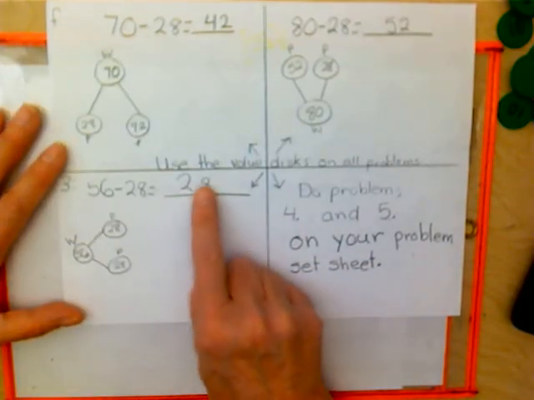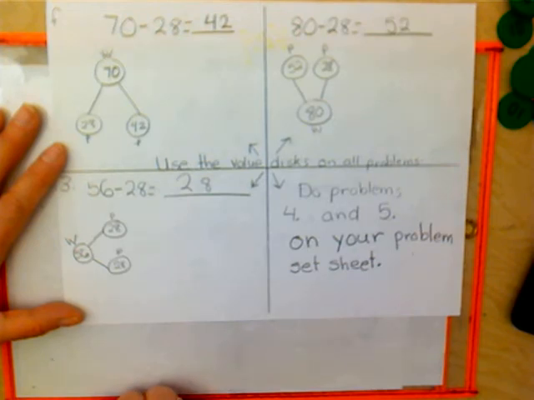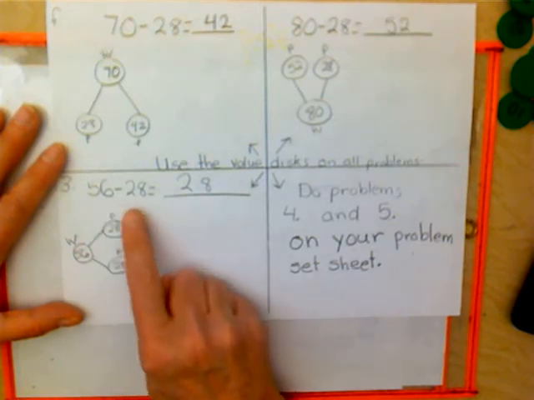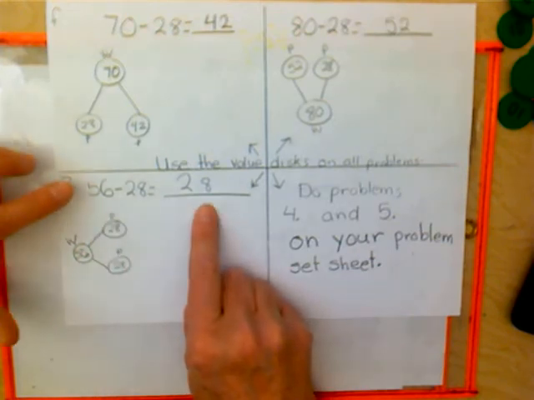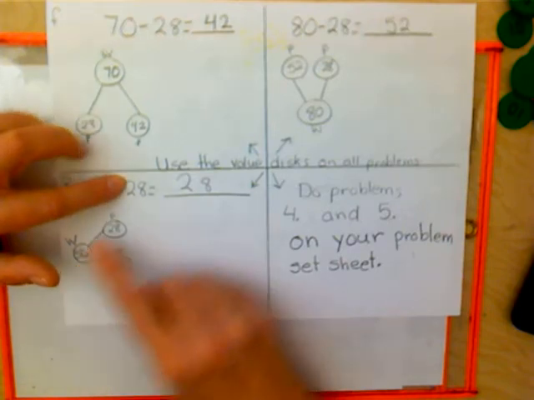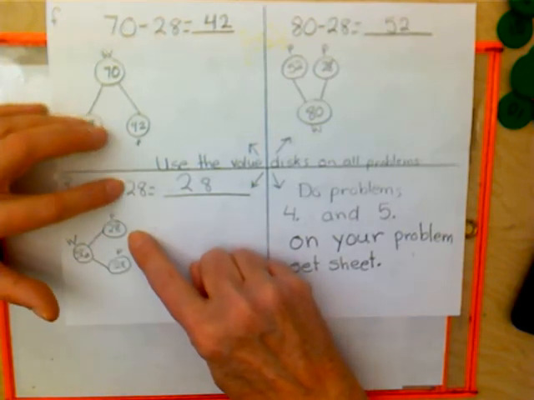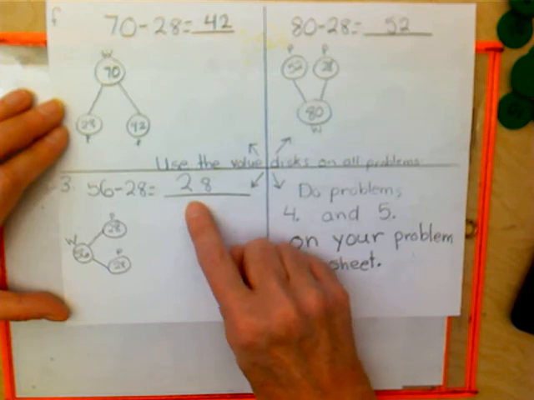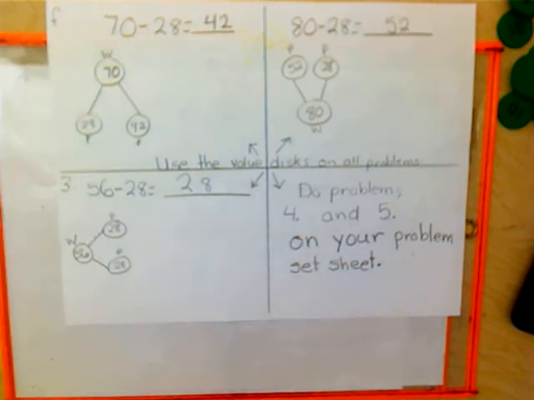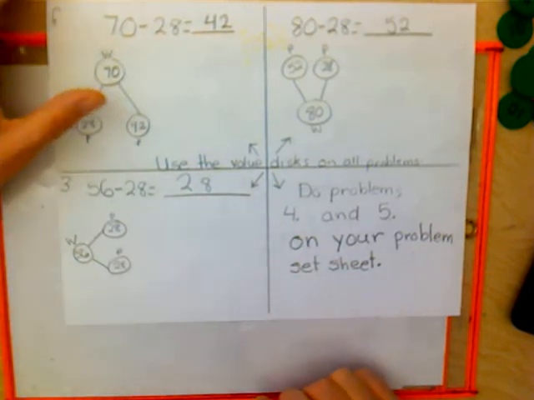56 take away 28. Did you use your value discs? I hope that you did. 56 take away 28. 56 was my whole. 28 was the value that I was given as a part, and I had to find the other part. If you're tempted to use the standard algorithm with your student, please don't.